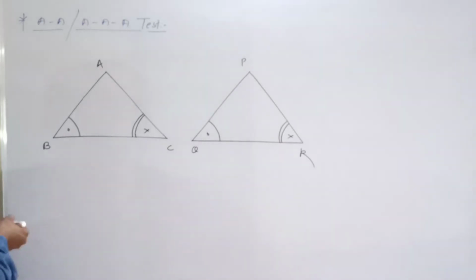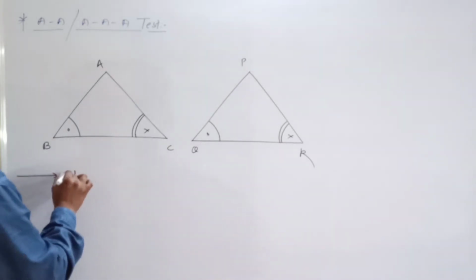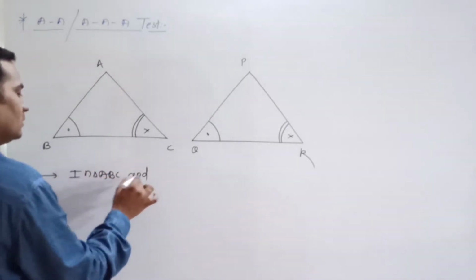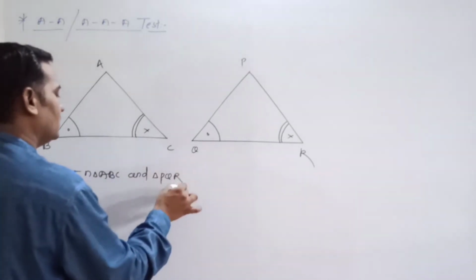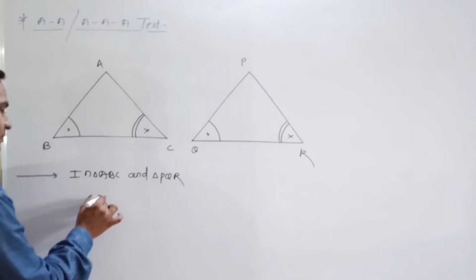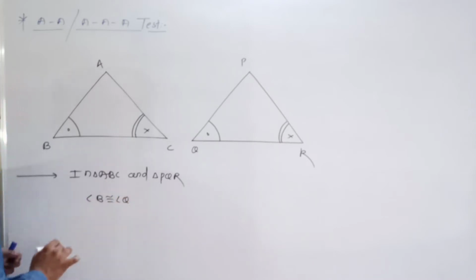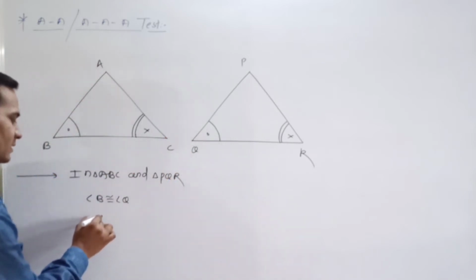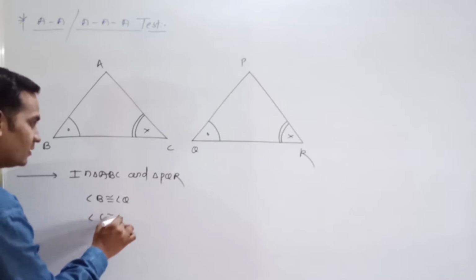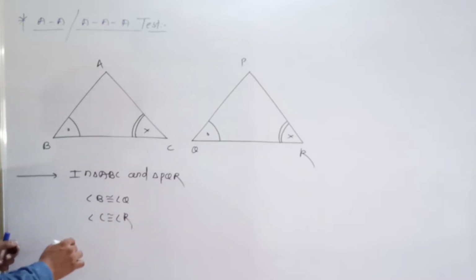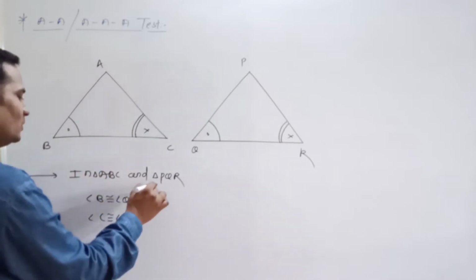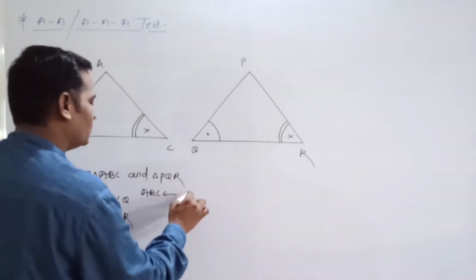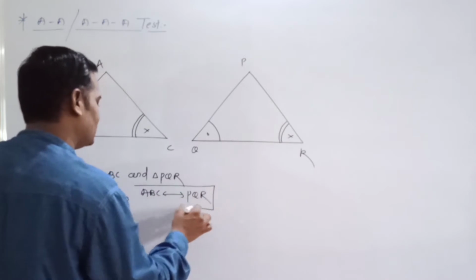So look at this figure, in triangle ABC and triangle PQR. Now what is there? Angle B is congruent to angle Q, and angle C is congruent to angle R. Before that we have to take the correspondence. If we take the correspondence this way, suppose ABC corresponding to PQR, suppose this is the correspondence.